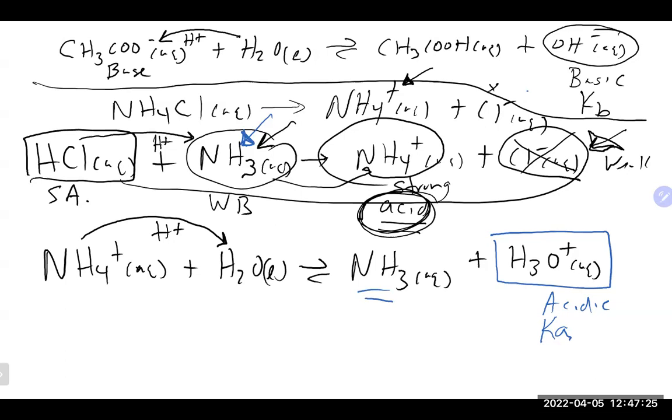When we have a salt that is generated from the reaction of a strong acid with a weak base, it will produce a salt where part of the salt will go through hydrolysis. It's the part that comes from the weak base, and it will always produce H3O plus in this case, and it will always end up with an acidic pH, and you should always use a Ka value in this case. Any questions on that there?